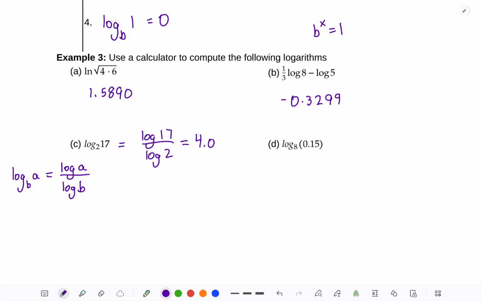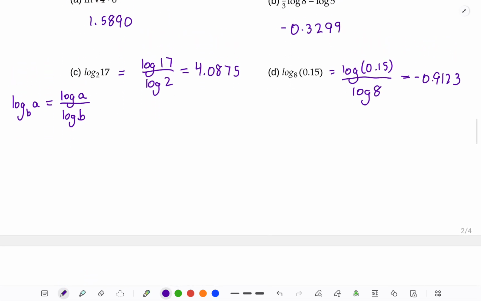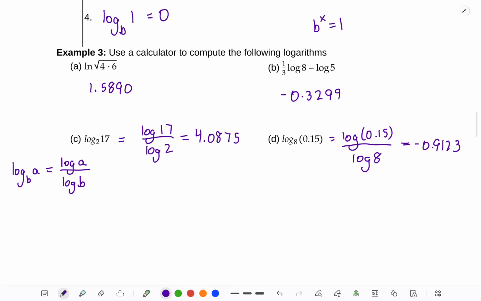And you get 4.0875. And part D, this would be log of 0.15 divided by log of 8. You should be getting negative 0.9123. I'm pretty sure, yep, that's where I'm going to end this first video.